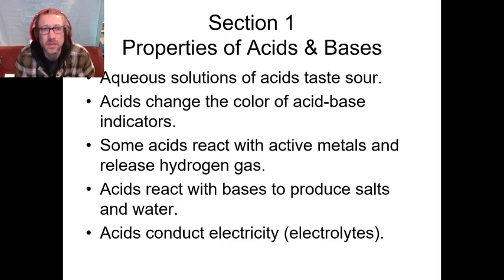Most acids react with active metals to release hydrogen gas. And then acids react with bases to produce salts and water. Our overall net ionic equation is really going to be the formation of water. But if we look at the entire equation, it's going to be the formation of water and a salt. And then acids conduct electricity. They are electrolytes, not because of dissociation. If you remember the word, it's because of ionization.